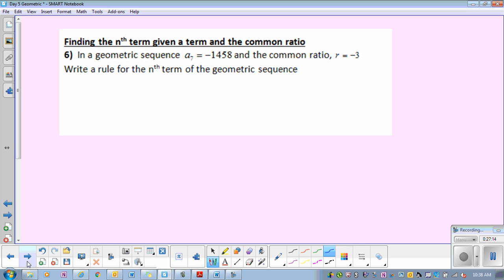All right, so just like we did with the arithmetic, what if you were given just a random number like this? They gave you the 7th number, not the first, but they gave you r. Well, now they want you to write the rule. Then you need a sub 1, don't you? You always need that first number, right? So we're going to use the same formula, and we're going to find a sub 1. So we're going to say a sub n equals a sub 1 times r to the n minus 1. Yeah?